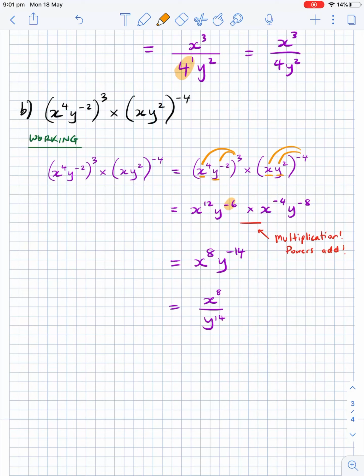And finally, we have to deal with this negative power. Because the y is up the top on the numerator, it's going to be pushed down to the denominator. And the negative 14 is going to turn to its positive version. So finally, you get this as your answer.